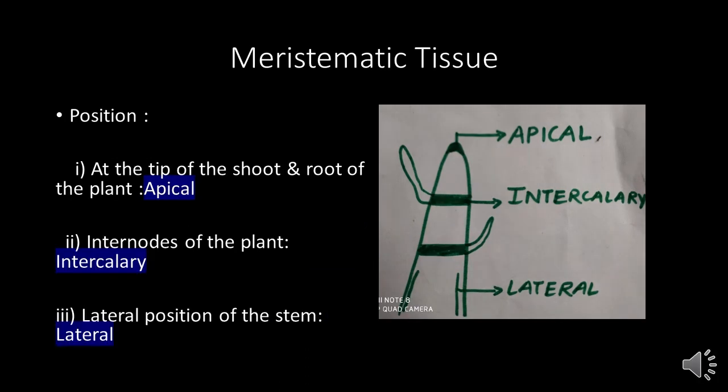On the basis of position, meristematic tissues are of about three types. Apical meristematic tissue is present at the growing tips of stems and roots and increases the length of the stem and the root. The intercalary meristematic tissue is meristematic tissue at the base of the leaves or internodes. The lateral meristematic tissue is present on either side of the stems and root of the plant. They increase the girth of the stem or root.